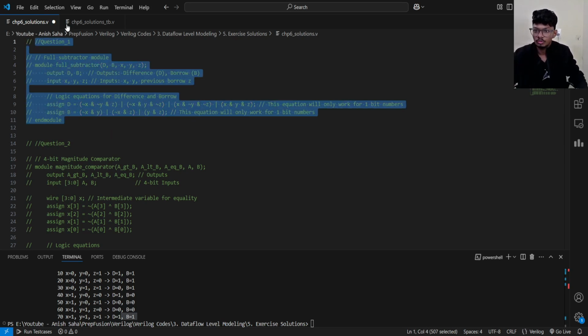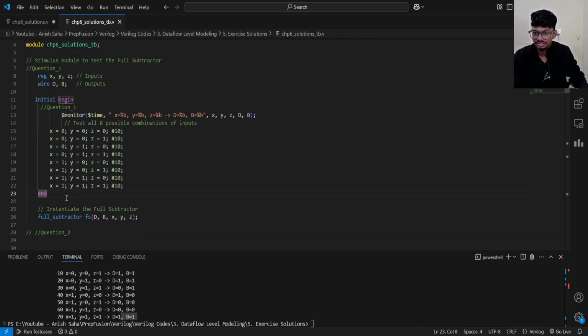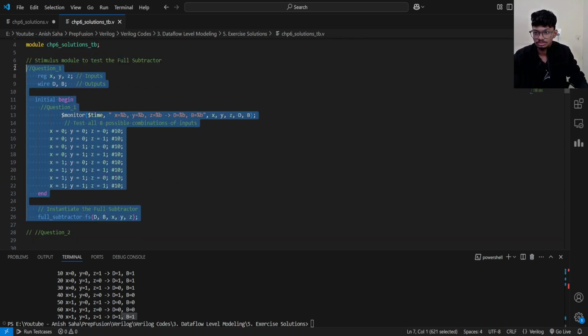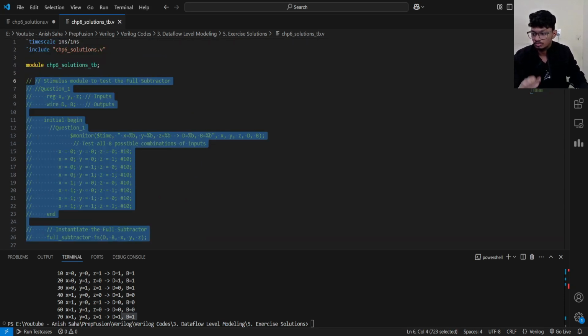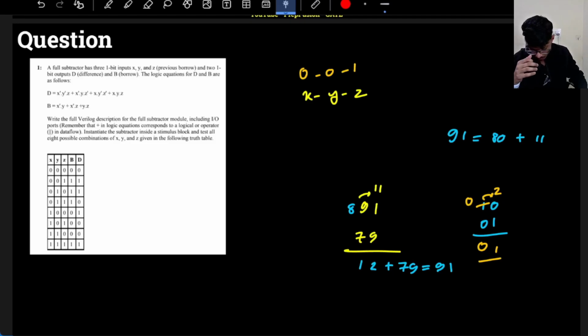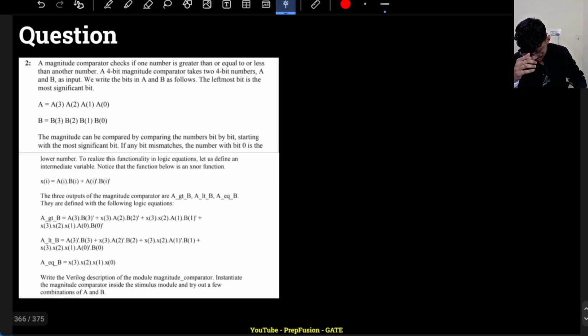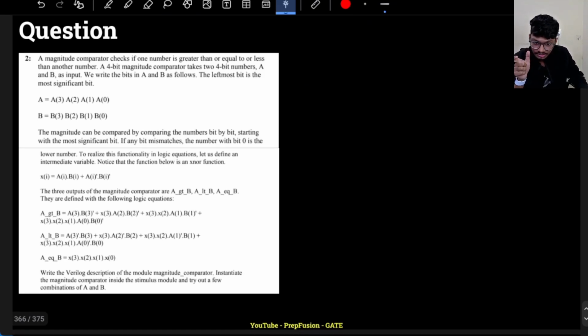Let's now go back to our notes and check question 2. So let me just comment this one out. Let me show you question 2. So now this is done. What is question 2 telling us? It is basically telling us to design a magnitude comparator. We have already kind of done this, right? A magnitude comparator checks if one number is greater than, equal to, or less than another number.